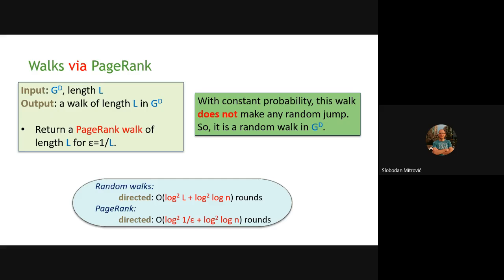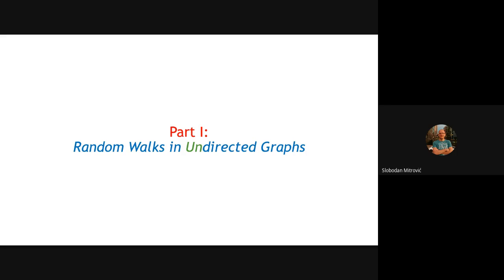Good. So the third part, easy peasy. Now let's go to the first part, which is again about generating random walks in undirected graphs.